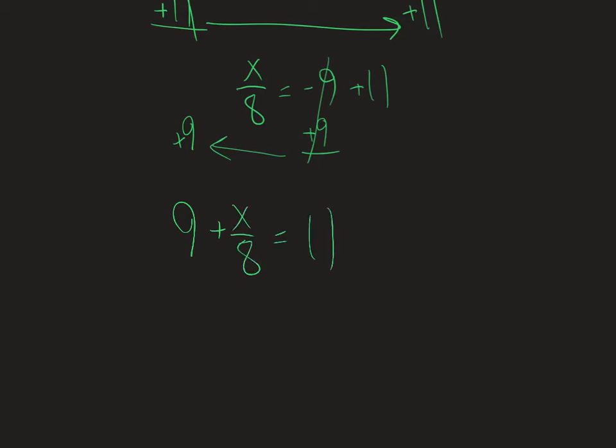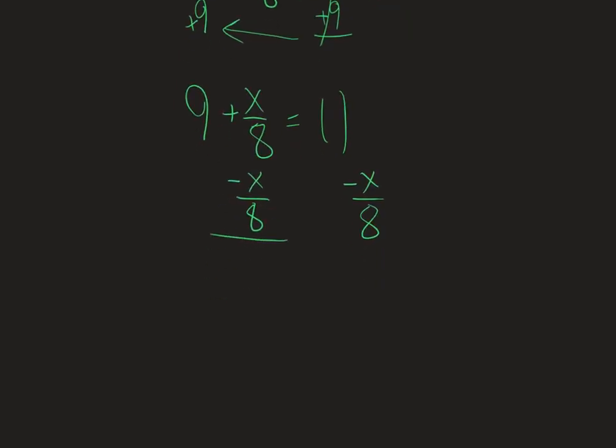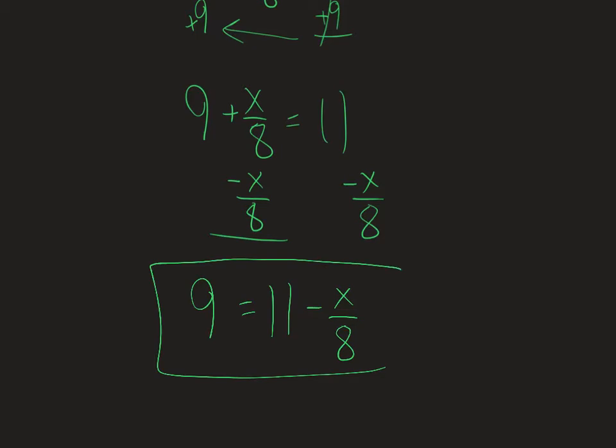And it's also true with that x over 8. I can move the entire term of x over 8 to the other side, just like any other term. So I end up with 9 equals 11 minus the x over 8. All I did was move each term to the other side, and that's true with any type of term.